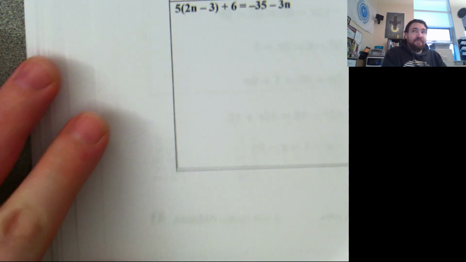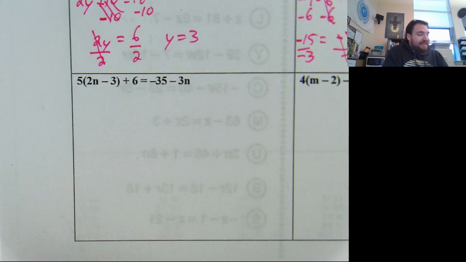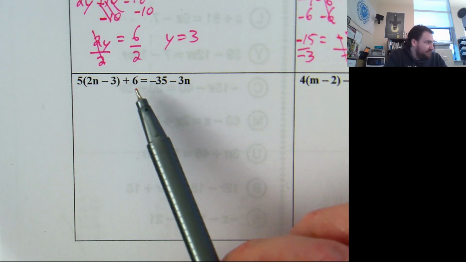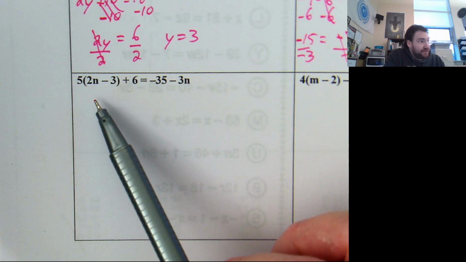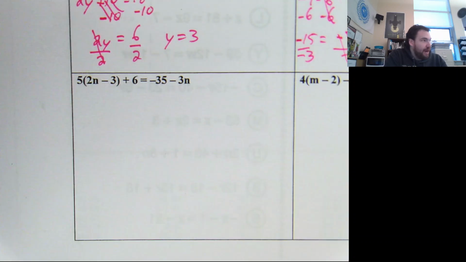Okay, I'm going to do 2 more examples, and then I'm going to set you to the wolves. It looks like it's getting worse, but it's really not. We will do the like terms after we distribute. The distribution always has to happen first. We want to get rid of all the brackets before we can gather like terms.